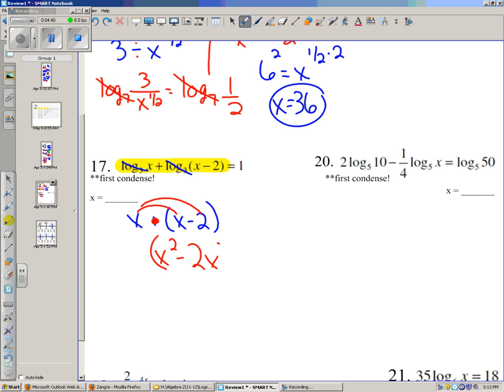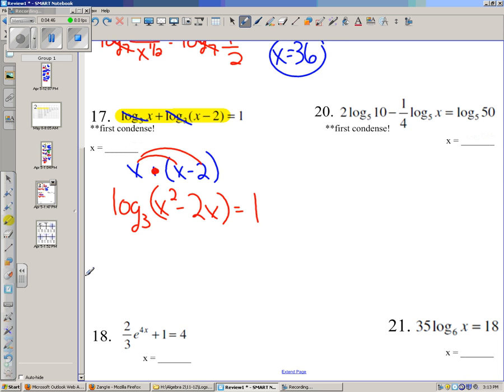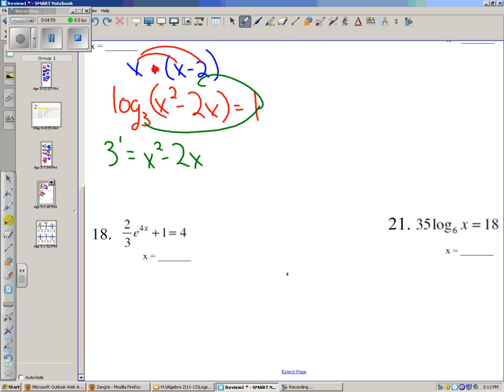And now I'm just going to put it in parentheses. I'm going to bring the log back that I've been ignoring, and the 1, and now I'm ready to loop. So as I loop, it goes 3 to the first power equals the x squared minus 2x. Now in this problem, because we have two types of x's, you need to bring everything to one side because we will have to factor.